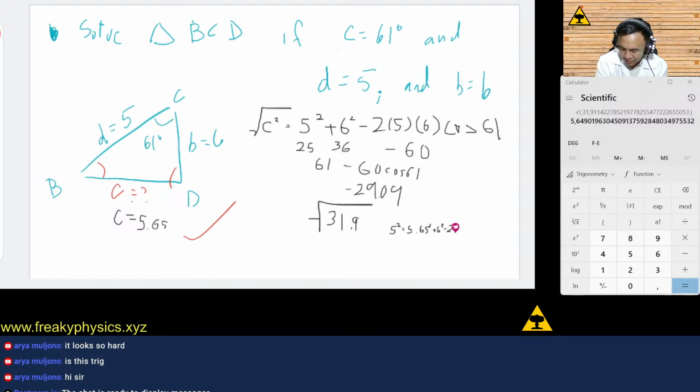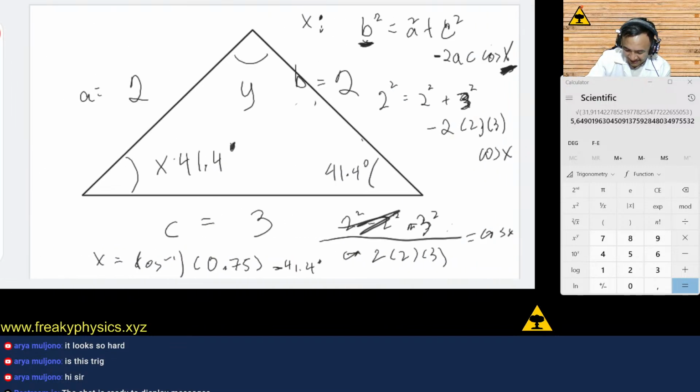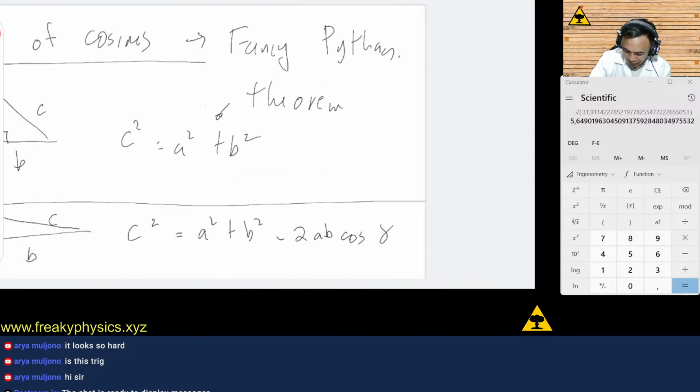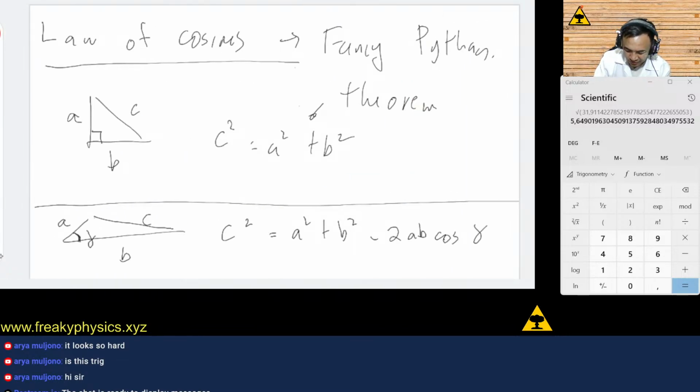So while you're solving, I'll just do it for Arya again, or whoever's watching the stream. This is what we're doing. We're doing the law of cosines. This is trigonometry, but I always think of this particular set of rules as a fancy way of doing the Pythagorean theorem.